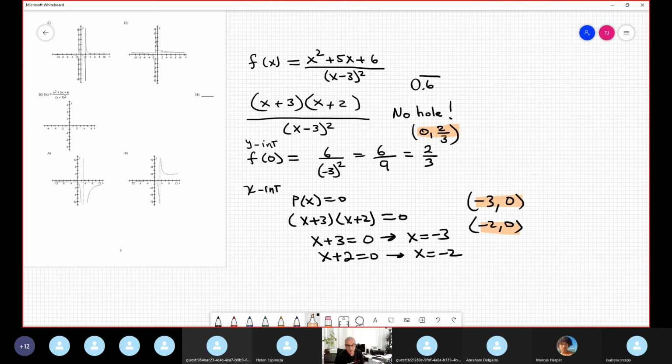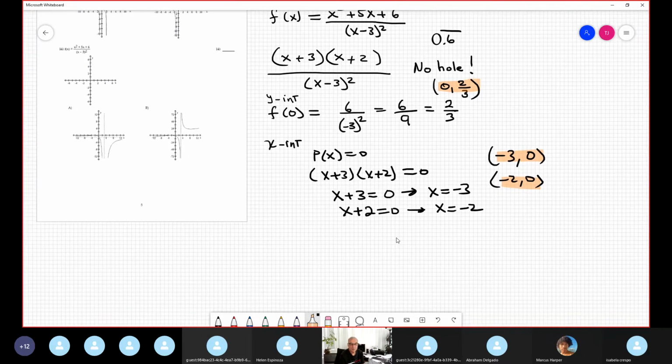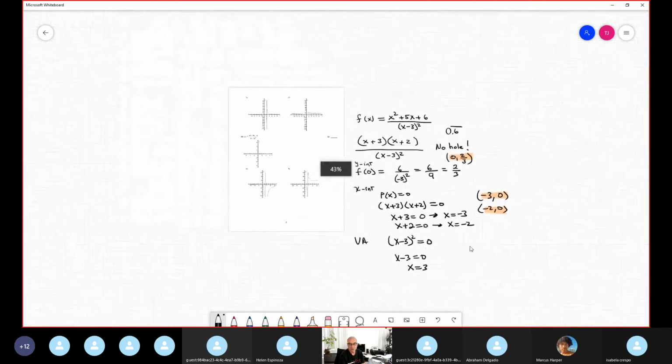Now, what is the next? Vertical asymptote, no? Vertical asymptote, remember, you take the polynomial at the bottom, sorry. Okay, it's x minus 3 squared, and you force it to be 0. I don't care if it's a square or linear, the answer is the same. It's x minus 3 equals 0, x equals 3. We have only one vertical asymptote.